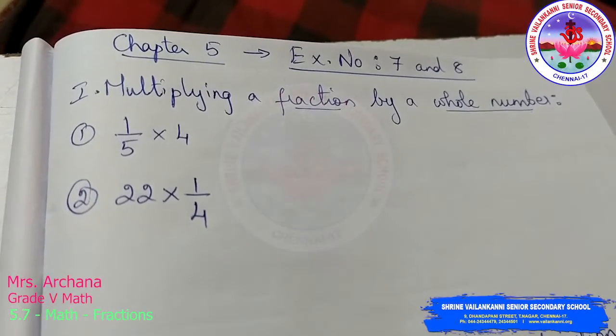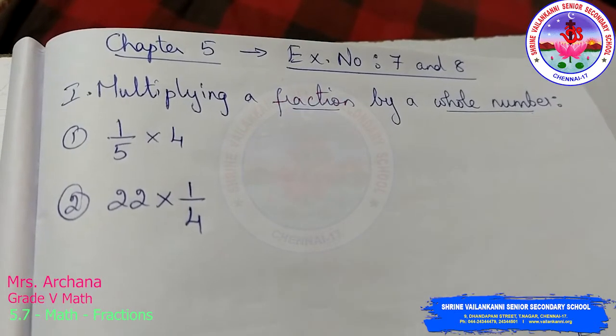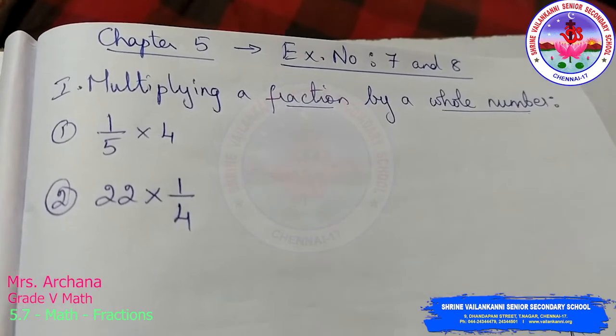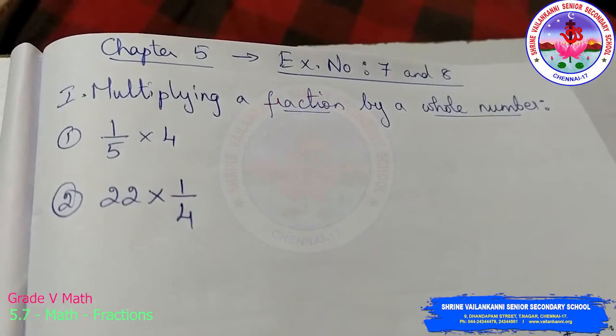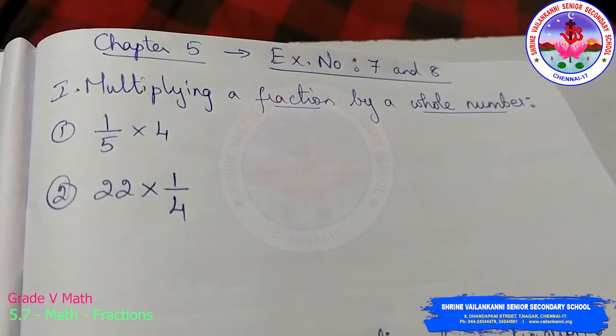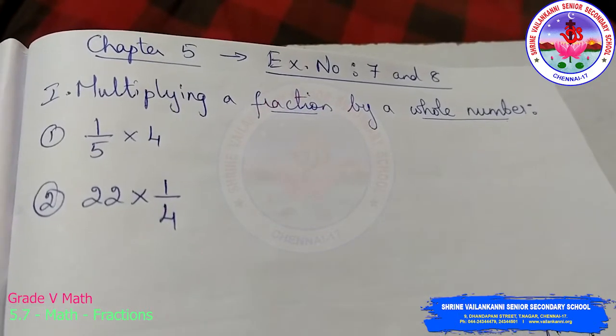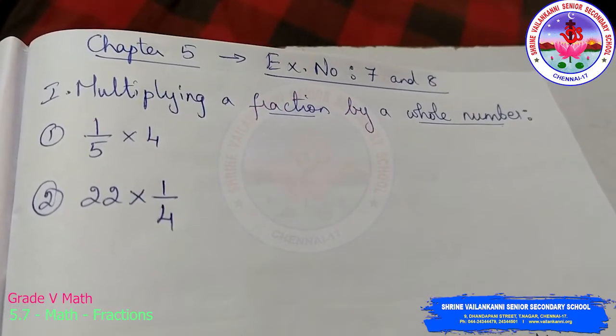So the first topic under exercise 7 is multiplying a fraction by a whole number. That is, we are going to multiply a fraction with a whole number, or a whole number multiplied with a fraction. That is what we are going to see in exercise 7, followed by exercise 8.